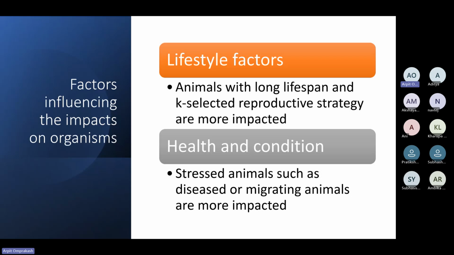The other factors that influence the impact are lifestyle factors. We talked about K-selected and r-selected animals. K-selected animals have a long lifespan and low rates of reproduction. These animals will be more impacted because it's very difficult for K-selected organisms to replace a population that is rapidly lost, whereas r-selected populations can deal with such rapid loss because of the high number of births and frequent reproductive seasons.